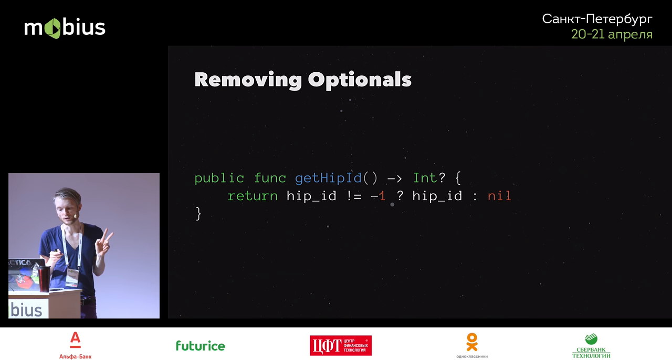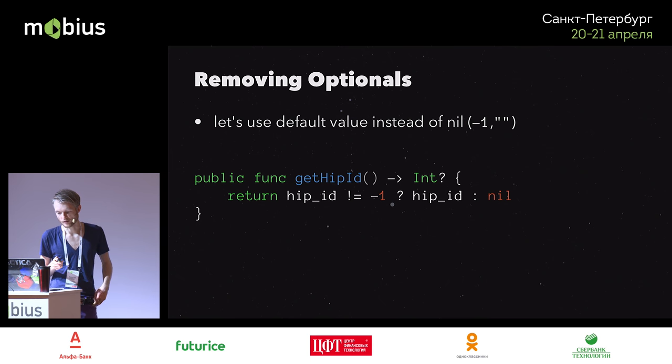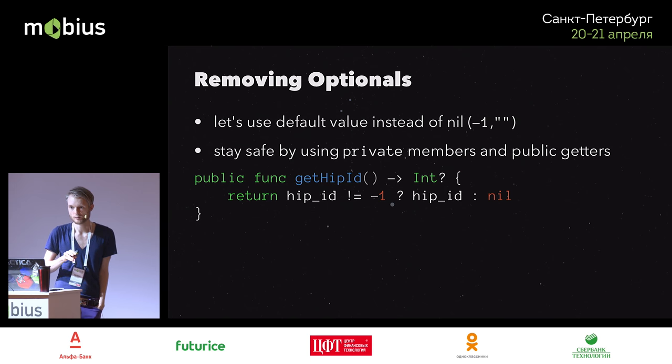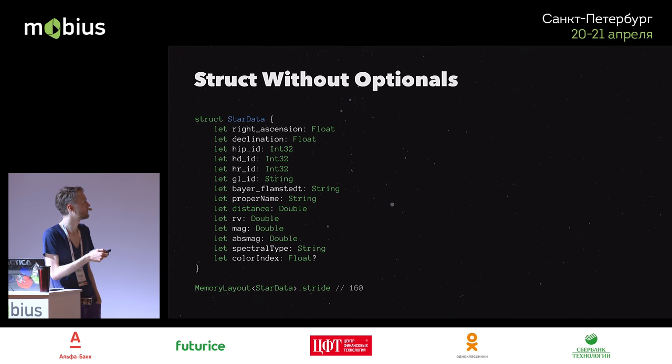But then we also have to make sure that we stay safe, because we don't want to have these -1 variables accessible. So we write a public getter, and we write a private method. The variable itself is private, and we write a public getter. So the public getter, it's still optional. So to the person who's using our API from the outside, nothing has changed. It's just internally that we optimize this. So this way, we removed all the optionals. You see there's no more optionals there.